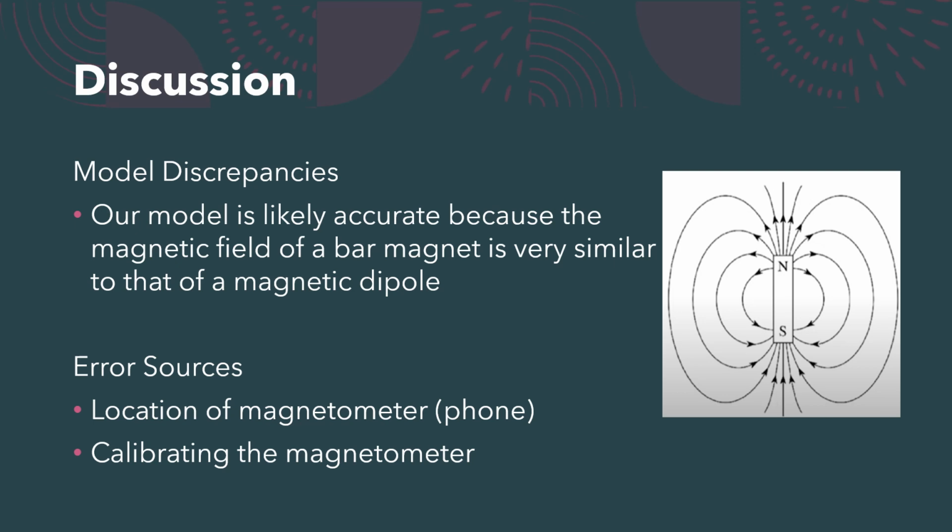It's pretty likely to be accurate because the magnetic field of a bar magnet, as shown on the right, is very similar to that of a magnetic dipole. Some error sources could be the location of the magnetometer on the phone, because if placed incorrectly, the magnetic field of the Earth could interfere with the measured values we get for the magnetic field due to the bar magnet, and also the calibration of the magnetometer is pretty important.